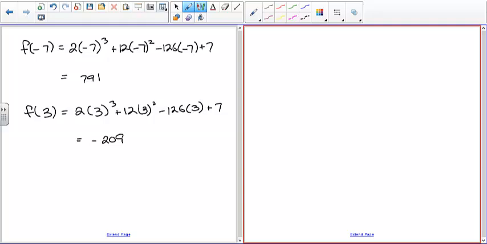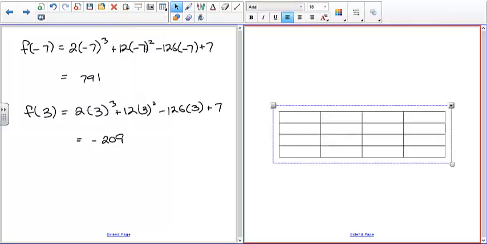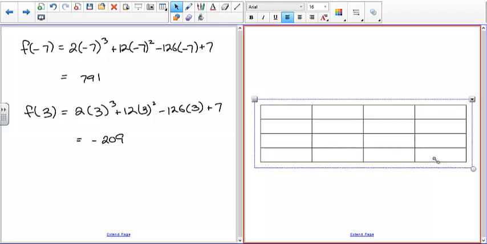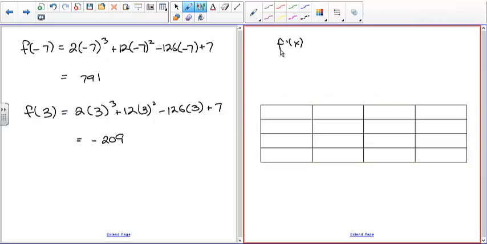Okay, so the second problem is we need to fill out this table and then make some comments about minimums and maximums based upon the first derivative test. So we have the derivative from the previous problem. F prime of x equals 6 times x squared plus 4x minus 21. So this is in the unfactored form. It's just a little easier to evaluate.